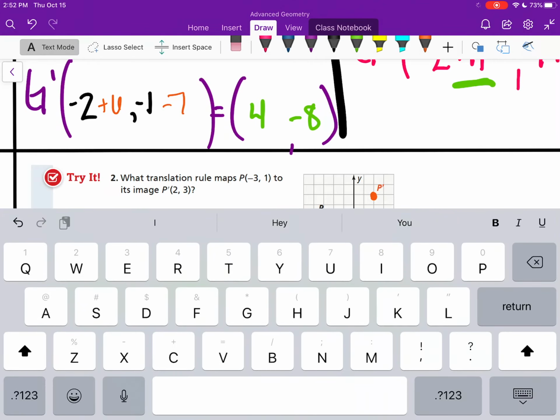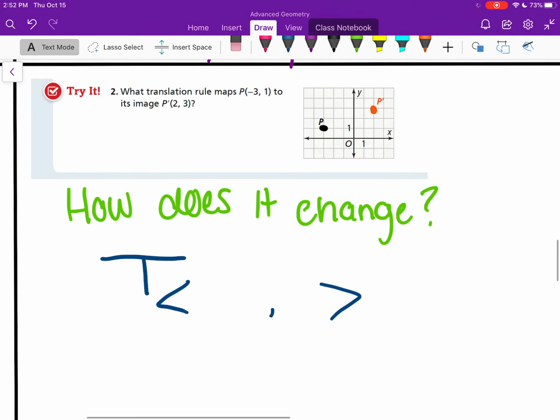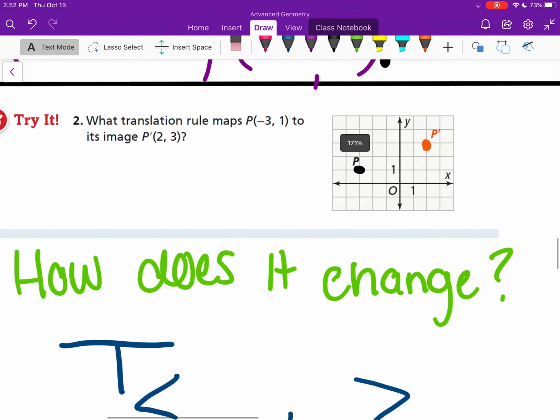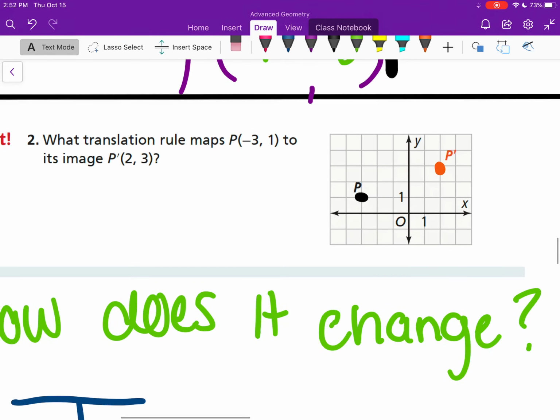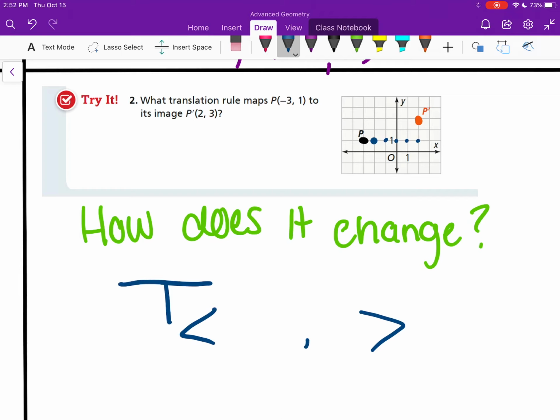So that's exactly what we're going to do. We're going to count in the x direction. So I'm going to zoom in. We're going to start at our P, and figure out how many we change in the x direction. So we go over 1, 2, 3, 4, 5. So we change x by a positive 5.